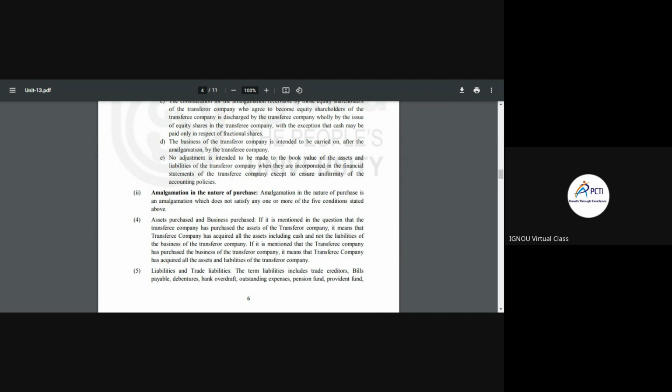In that case, basically, it is an amalgamation which does not satisfy any one or more of the five conditions stated above. Next one is asset purchase and business purchase. If it is mentioned in the question that the transferee company has purchased the assets of the transferor company, it means that the transferee company has acquired all the assets, including cash, and not the liabilities of the business of the transferor company. If it is mentioned that the transferee company has purchased the business of the transferor company, it means that the transferee company has acquired all the assets and liabilities of the transferor company.